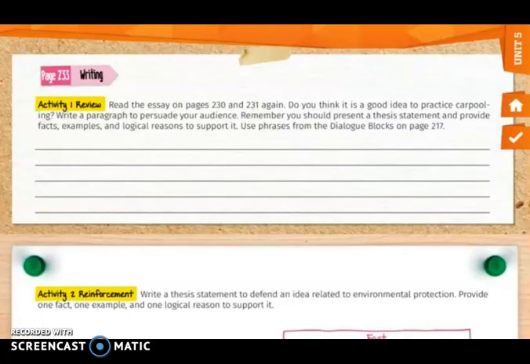Page 356 is a bonus appendix. It's an extension of page 253, writing. In activity number 1, we have a review. You have to read Inside on pages 230 and 231. Then you are going to think if it is a good idea to practice carpooling. Write a paragraph to persuade your audience. Remember, you should present a thesis statement and provide facts, examples, and your logical reasons to support it. Use phrases from the dialogue blocks on page 217.